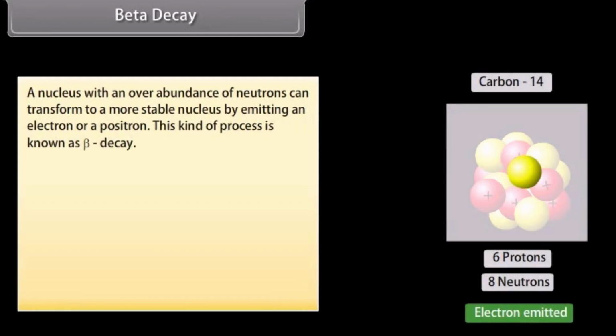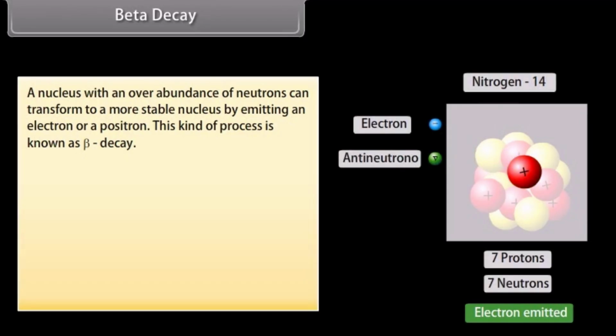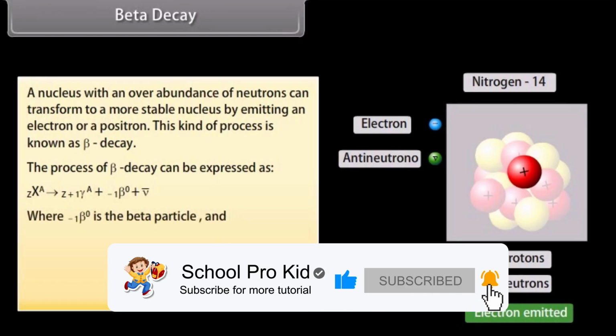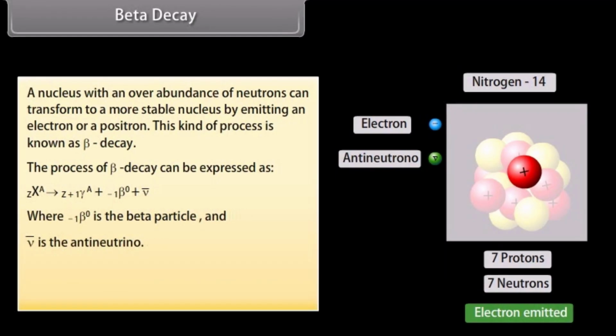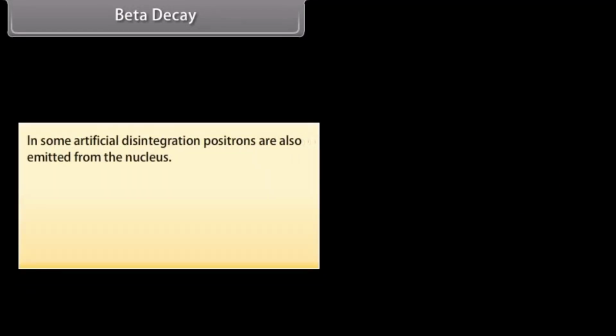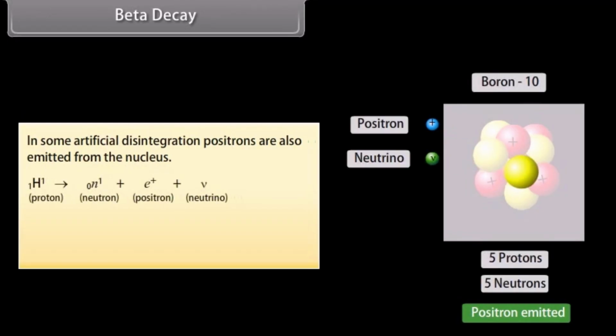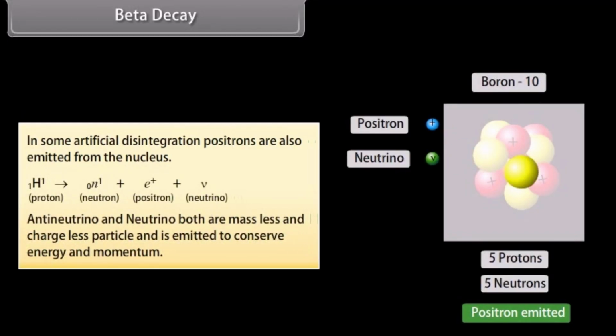Beta decay. A nucleus with an overabundance of neutrons can transform to a more stable nucleus by emitting an electron or a positron. This kind of process is known as beta decay. This process can be expressed as shown, where β is the beta particle and ν̄ is the antineutrino. For example, in some artificial disintegration, positrons are also emitted from the nucleus. Antineutrino and neutrino both are massless and chargeless particles and are emitted to conserve energy and momentum.